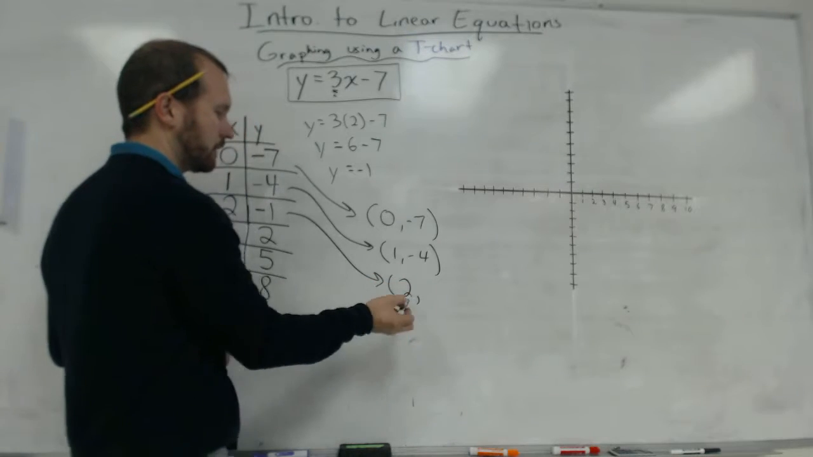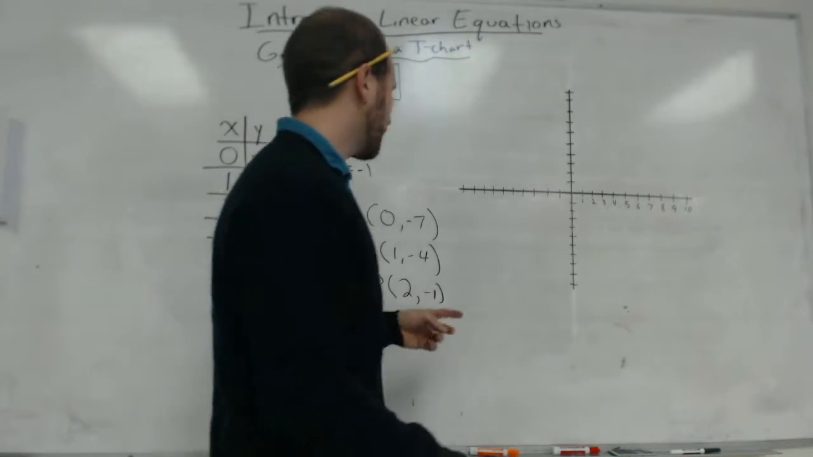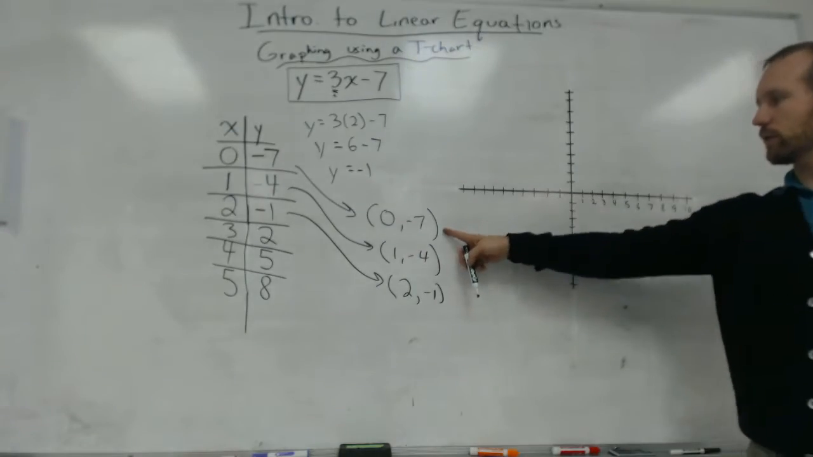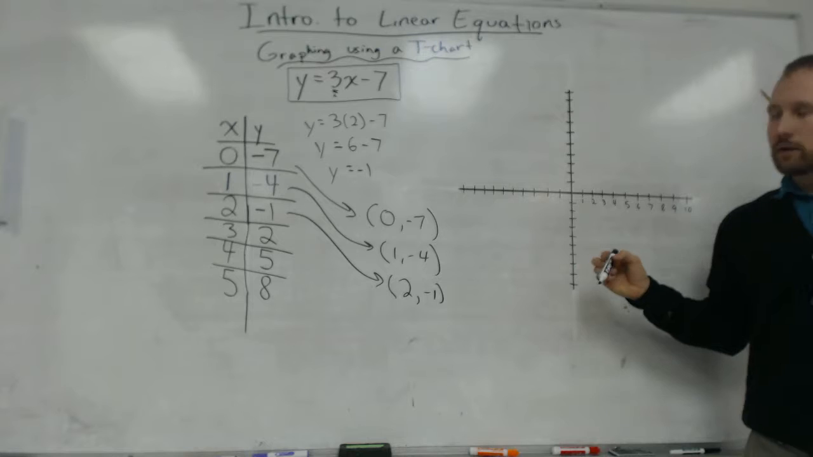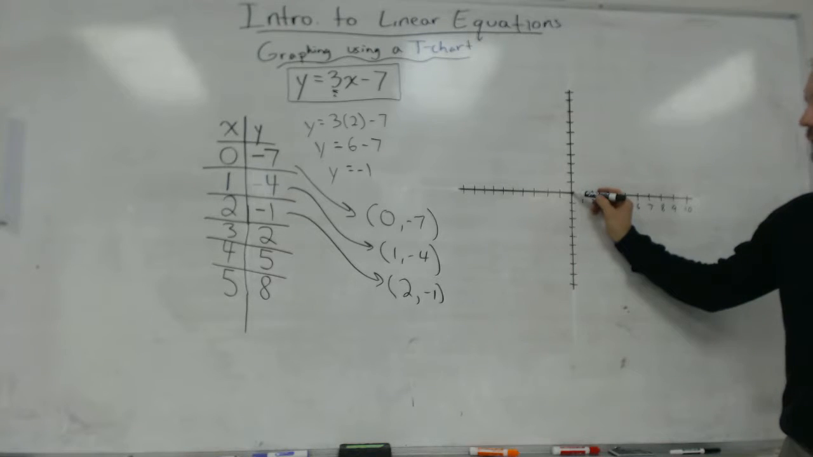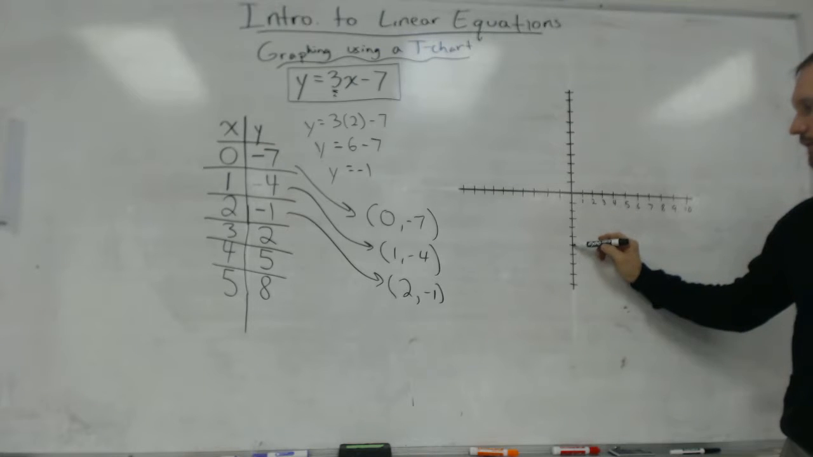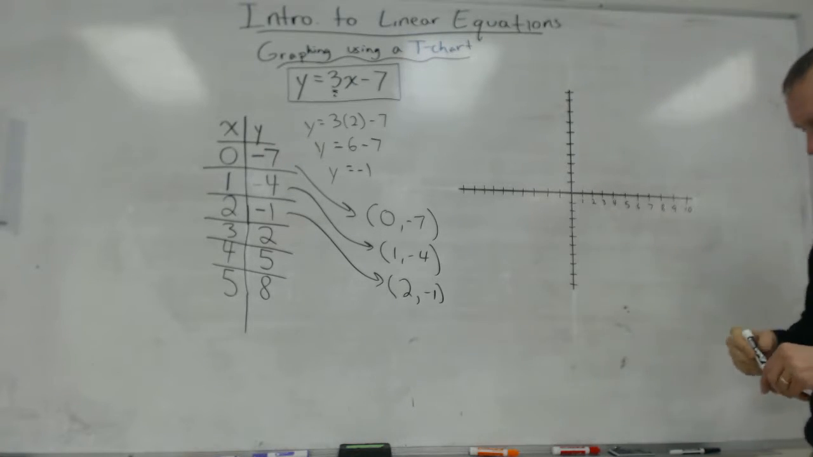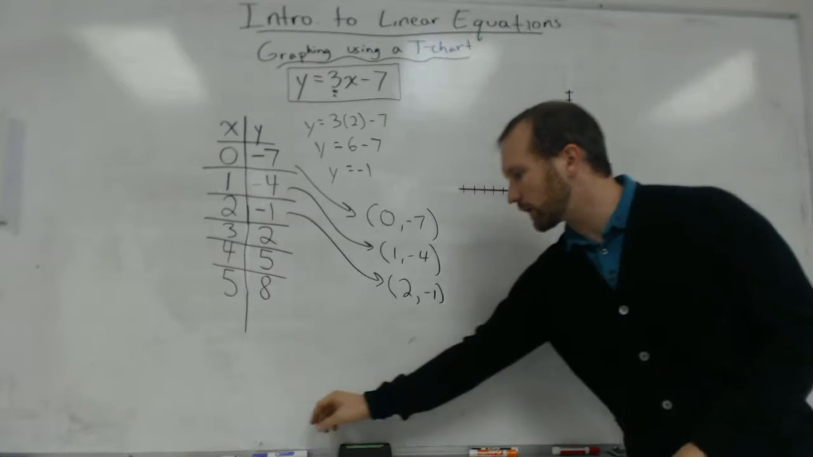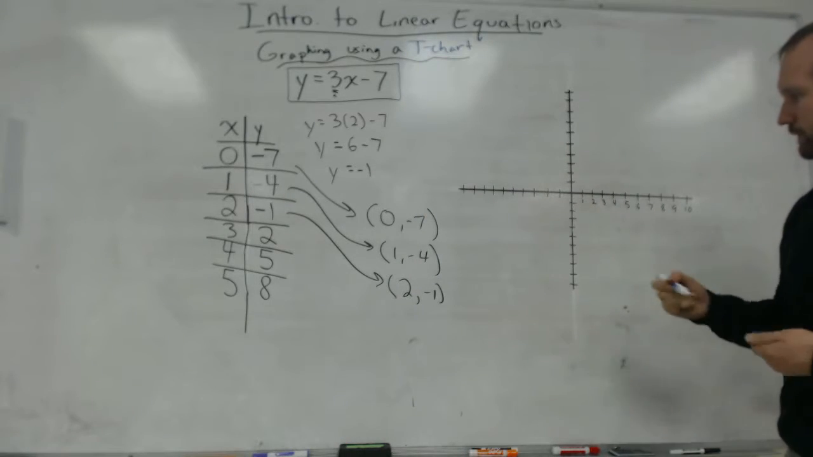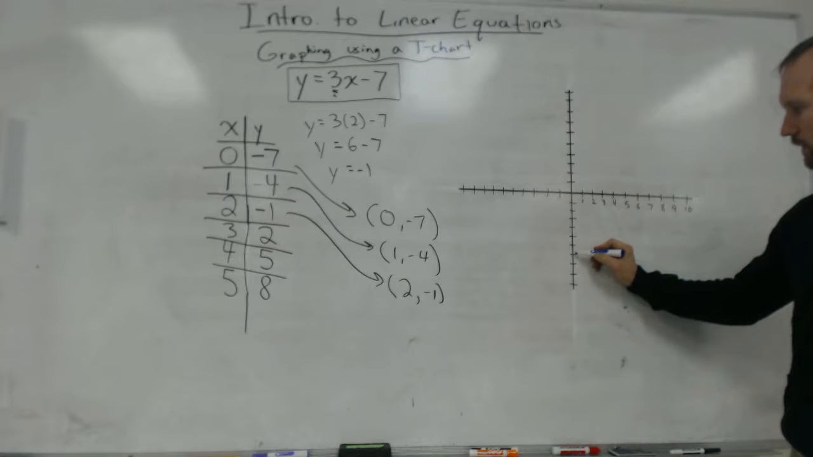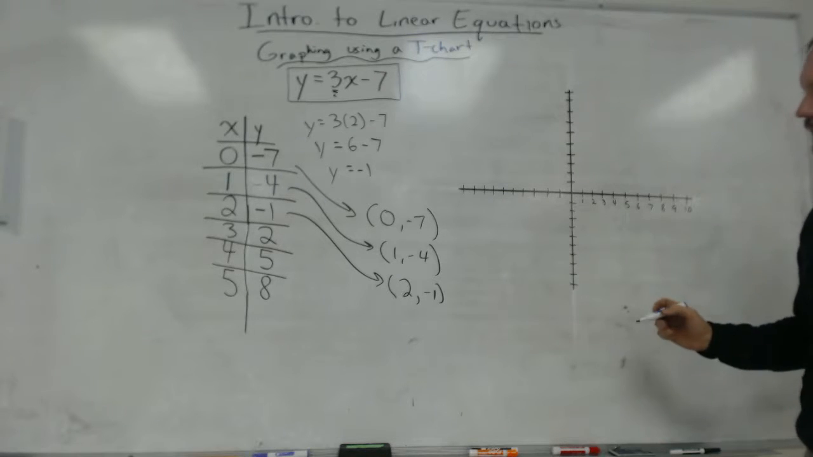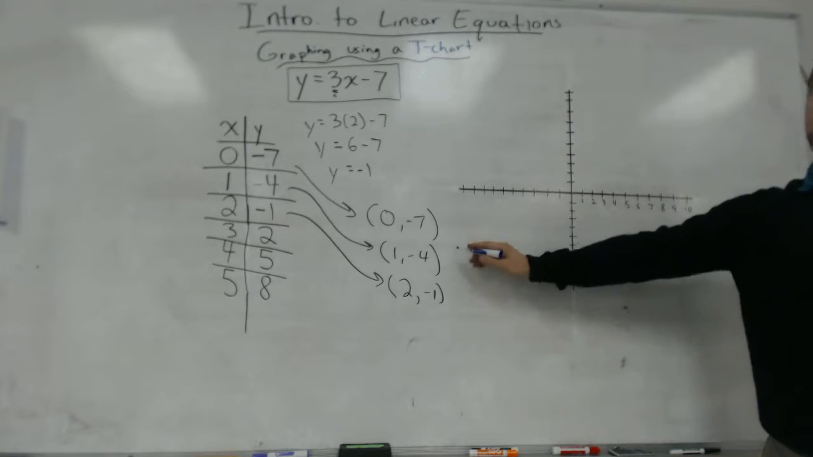2, -1. Okay. Where is this point on the graph? Okay, it's kind of in the middle. And then down 1, 2, 3, 4, 5, 6, 7. So my first point is, I'm going to use a different color. My first point is right here. Okay?